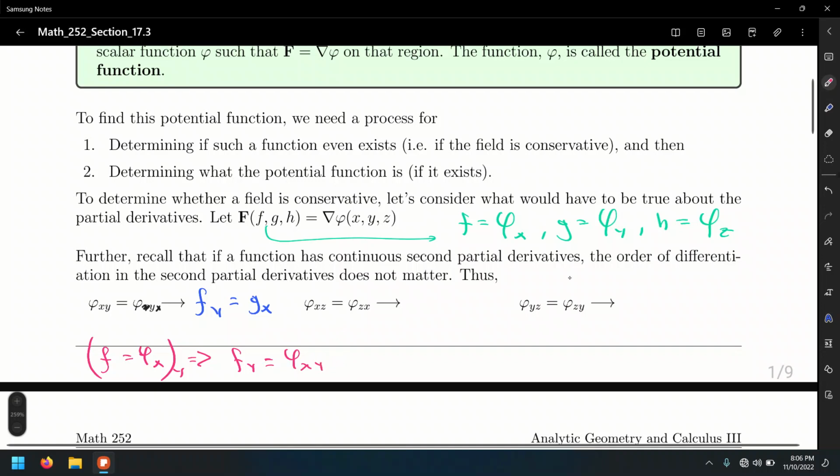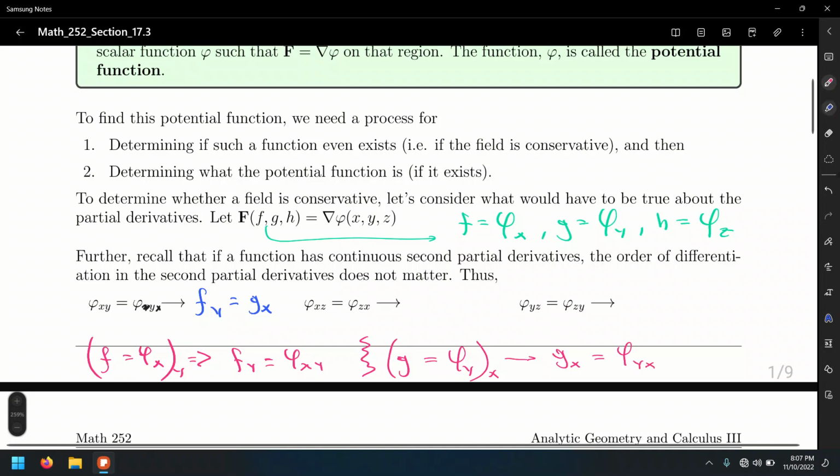Now I'm going to take this second g equals to phi, the partial derivative of phi with respect to y, but this one I'm going to differentiate with respect to x. This will be the partial of g with respect to x equals to the partial of phi, first with respect to y, then with respect to x.